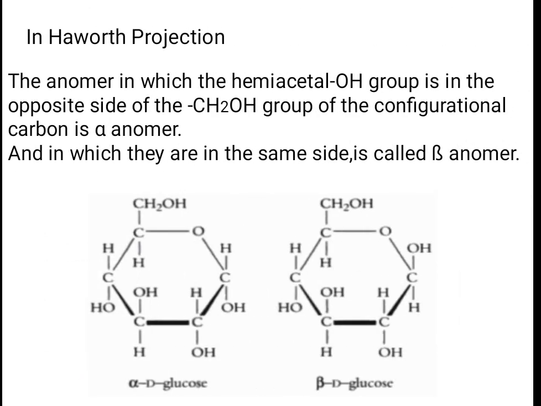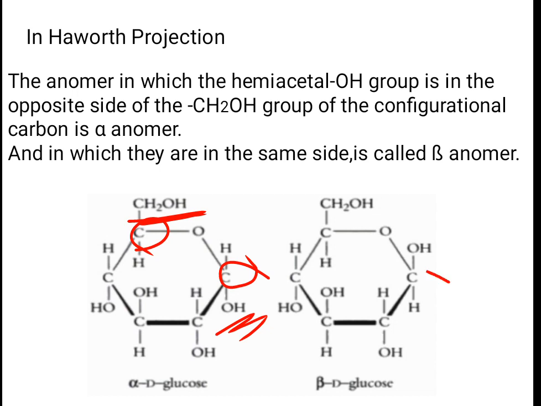Now come in case of Haworth projection. The anomer in which the hemiacetal OH group is in the opposite side of the CH2OH group of the configurational carbon is alpha anomer. This is your anomeric carbon, this is your configurational carbon. So the OH group and this CH2OH group are in the different position. That's why this is the alpha anomer.